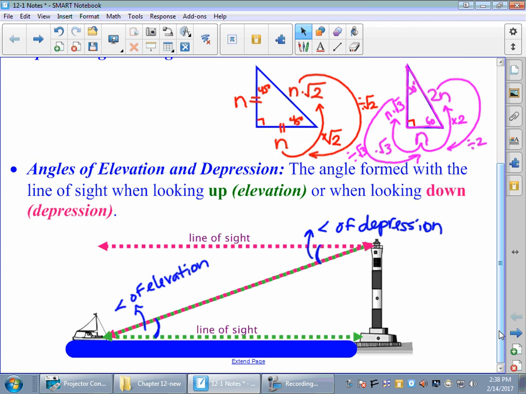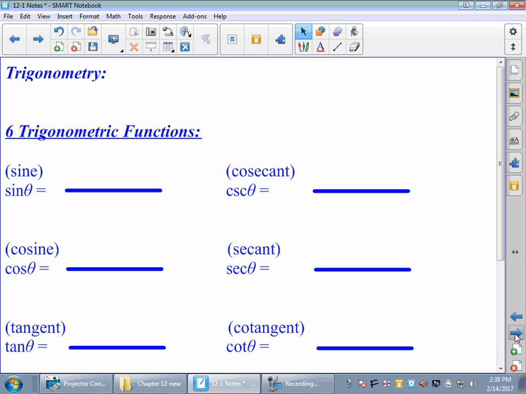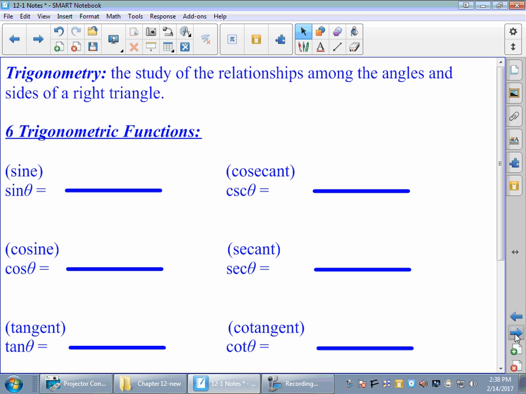Okay, and then another major part of right triangles was trigonometry. So we spent a lot of time doing trig functions. In trigonometry, the trig is triangle and the ometry is the measurement. So you're studying the measurement of the angles and sides of right triangles. We actually learned the first three trig functions, sine, cosine, and tangent, in geometry. I'm going to introduce to you today three more, and it's just cosecant, secant, and cotangent.